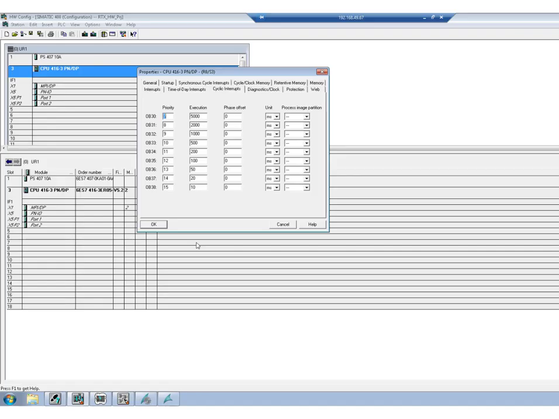In the PCS7 system, the different fixed cycle times can be set in the hardware configuration of the CPU, and as you can see, in this case there are 9 different fixed time cycles ranging from 10 milliseconds to 5 seconds, and the fastest time cycles have the highest priority.